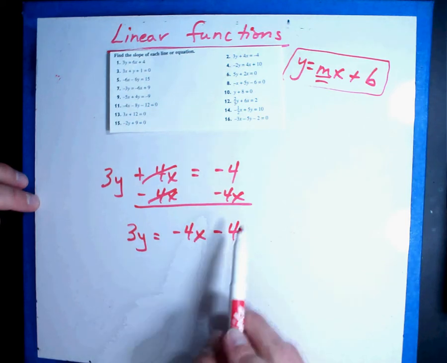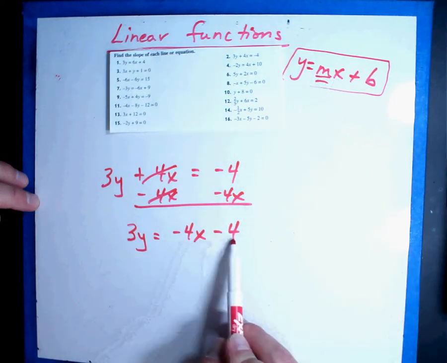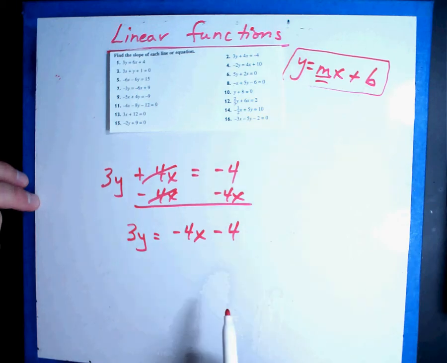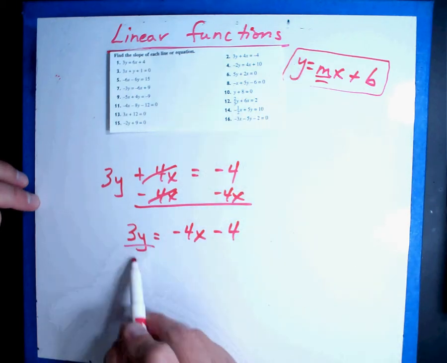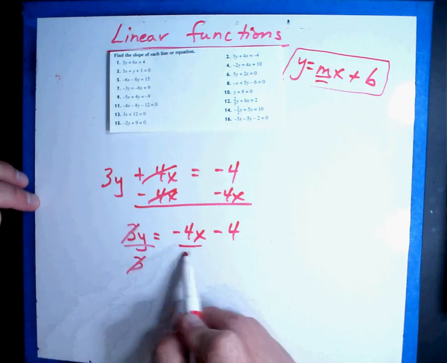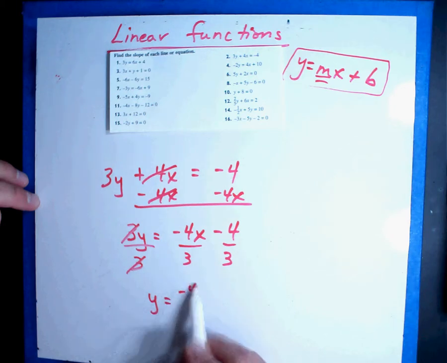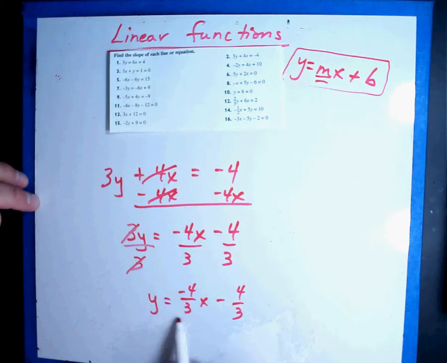Now why did I know the order? Because after the equal sign is something with x and then some kind of number. That b out there is always just a number of some sort. And so I'm almost there. It's supposed to be 1y. Well, that's 3y, so I divide by 3 and divide by 3. So y equals negative 4/3 x minus 4/3. Slope, right there, negative 4/3.